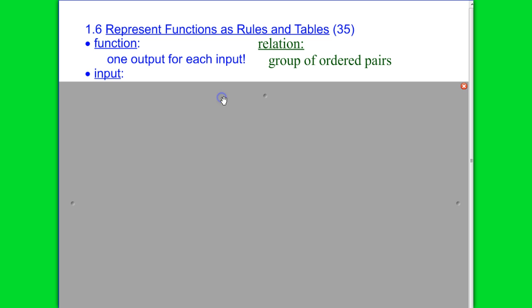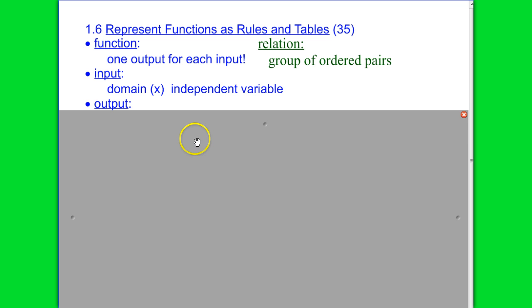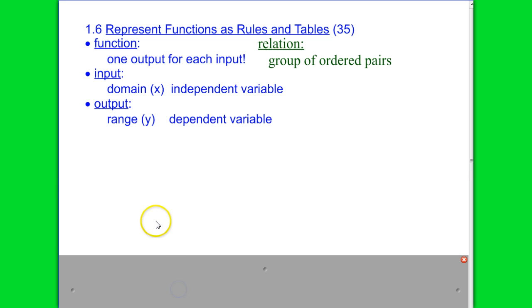Now recall that an input is the independent variable, the x in most cases. So the input represents the domain. All of the x values are the domain. The output then are the dependent variables, the y's. So depending on what x you put into an equation, what number you choose to put in, out pops a value for y. All of the y's together represent our range, which is another term we've used in the past.